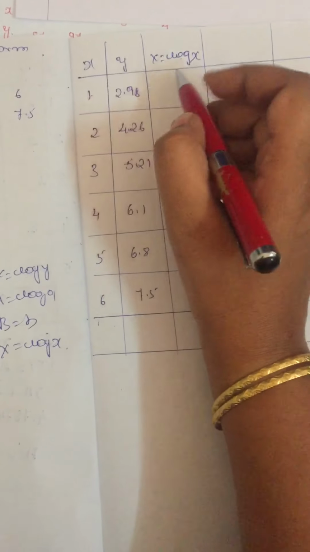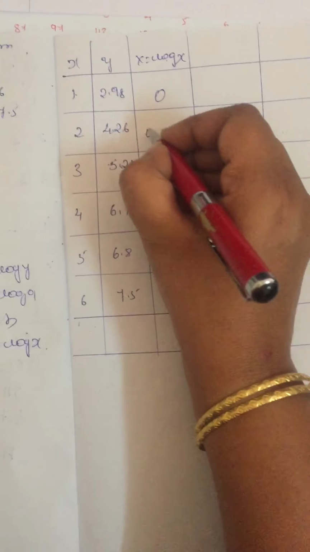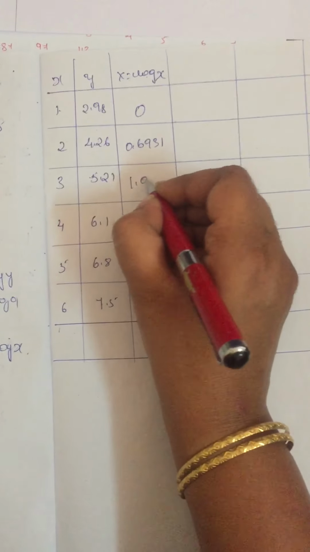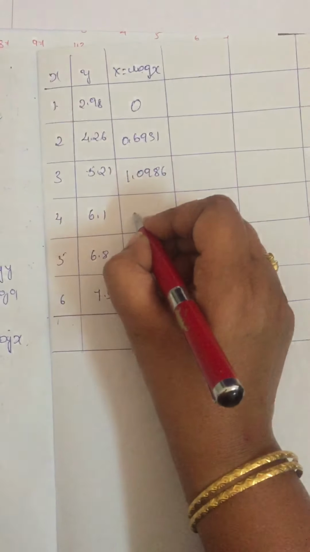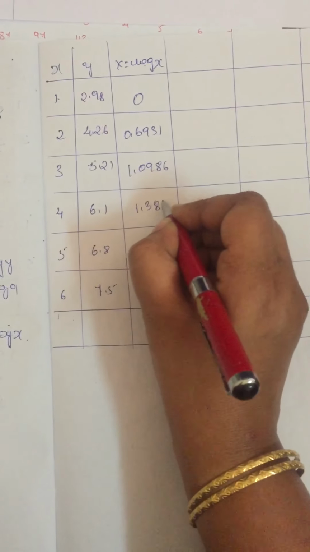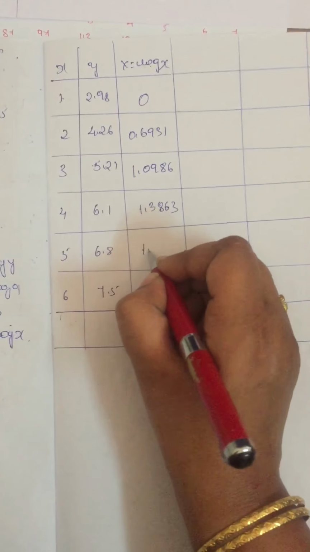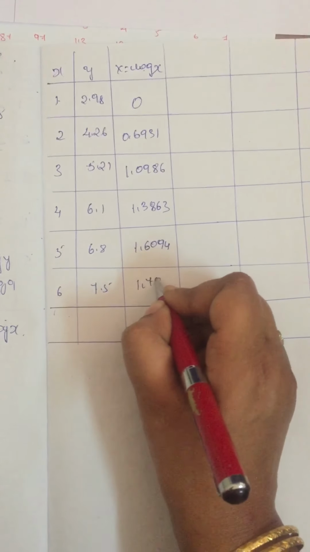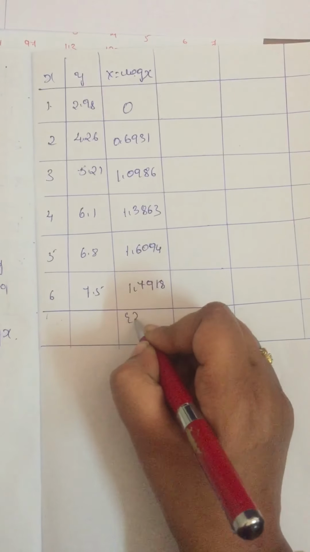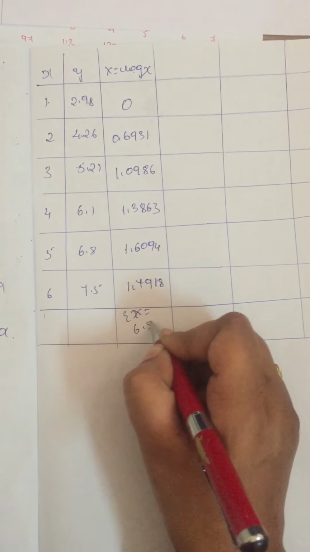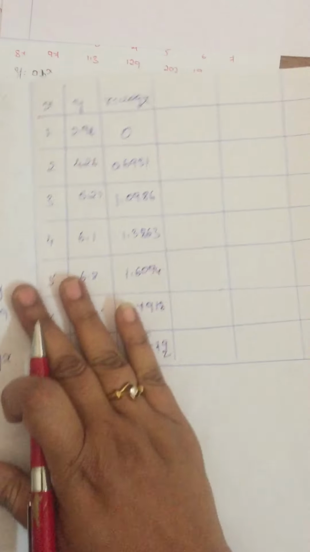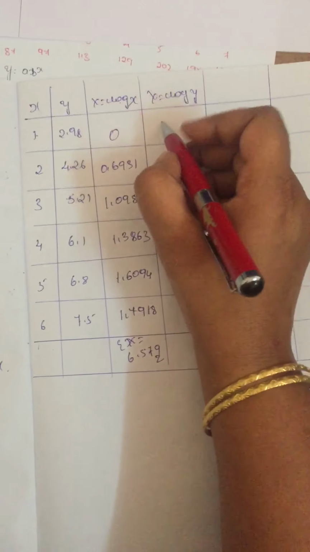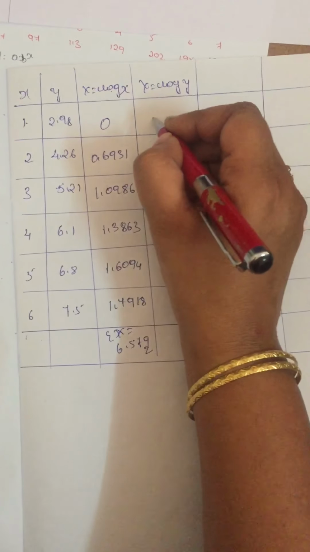So capital X: ln 1 value 0, ln 2 value 0.6931, ln 3 value 1.0986, ln 4 value 1.3863, ln 5 value 1.6094, ln 6 value 1.7918. Then add the values, here we get 6.5792.